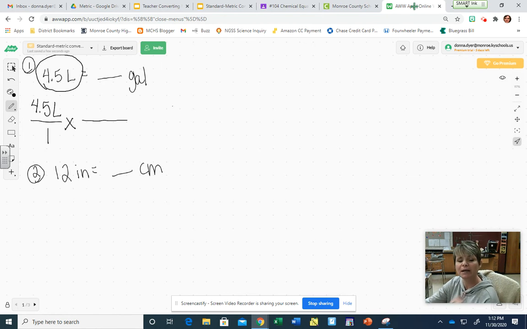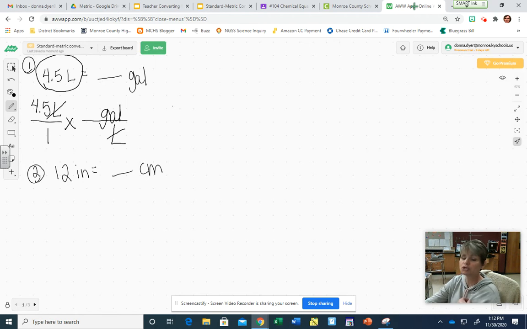So where do I need to put liters in this ratio to cancel it out? I hope you said on the bottom. So we're going to put liters on the bottom. What we want to convert to is what's going to go on the top. So in this problem, we want to know gallons. That's what we're solving for. So we're going to put gallons on the top. That way our liters will cancel out because we have one on top, one on bottom. Now we're ready for numbers.